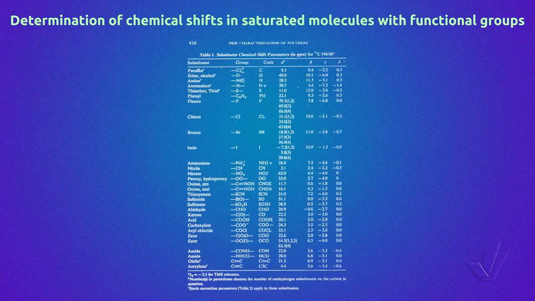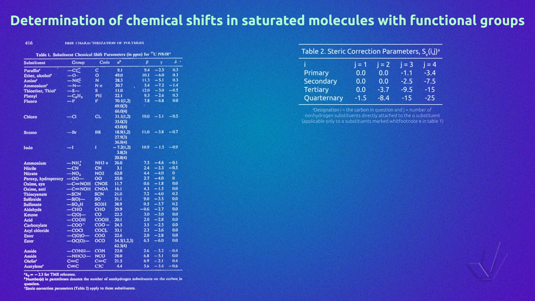Finally, we are going to see a table with parameters to calculate chemical shift in saturated carbon atoms that can be used with polymers containing functional groups. In the first column, we can see the different functional groups, and in the last four columns, the parameters for the substituent in position alpha, beta, gamma, and delta. There is a second table for steric corrections.